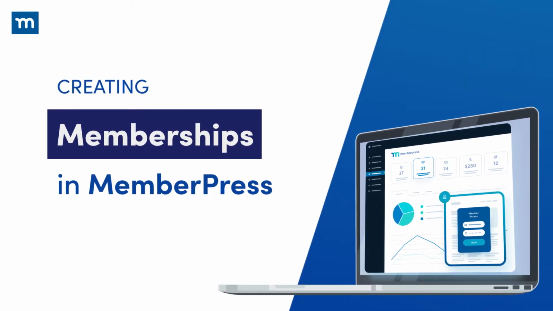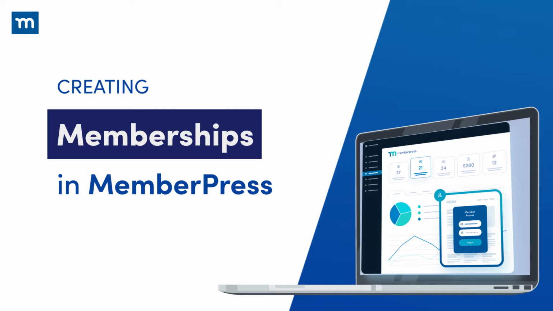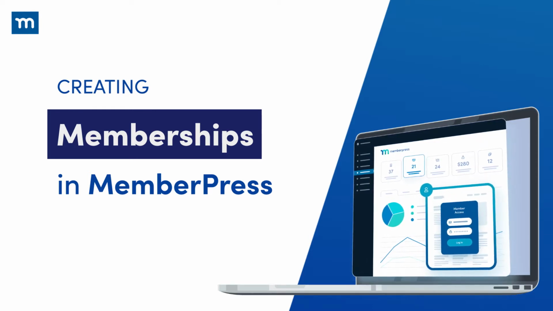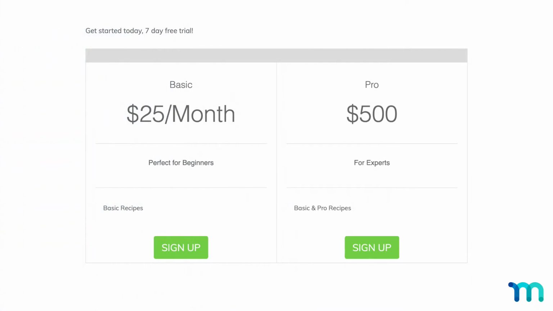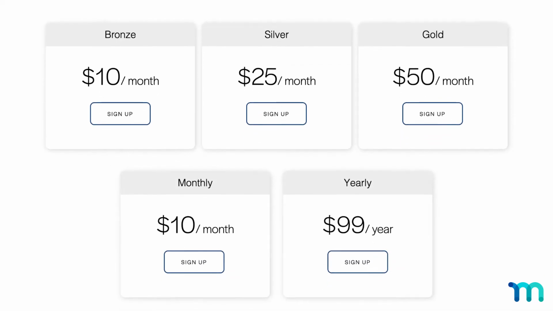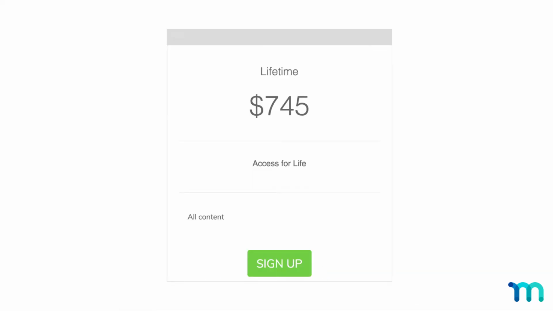In this video, you'll learn how to create a membership in MemberPress and get an overview of the settings you have available to you when it comes to memberships. Users will be able to purchase your memberships to become members of your site, and there are many ways to structure your memberships. You can have as many as you want, like Basic and Pro, Bronze, Silver, and Gold, and much more. Or you could have just one membership level to access your content.